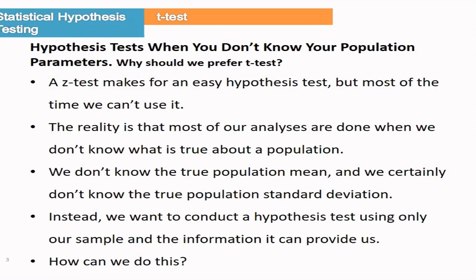So there is a question: why should we prefer the t-test? We know that the z-test is easy, but it is very difficult to know the true population mean, and sometimes the population standard deviation, very difficult and costly and time consuming. So when you don't know the population mean, we can use the sample.